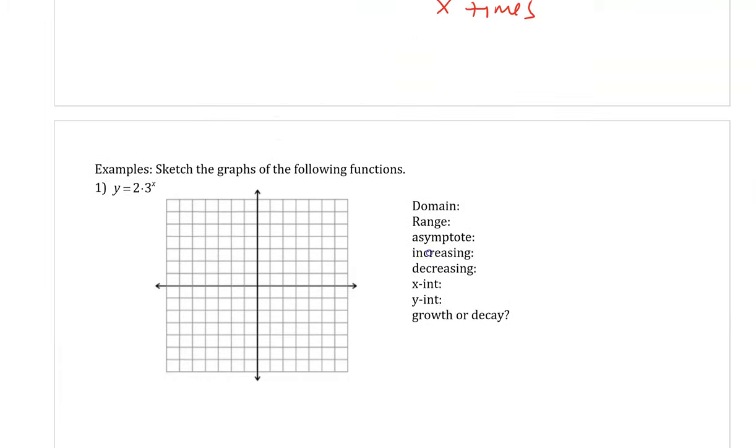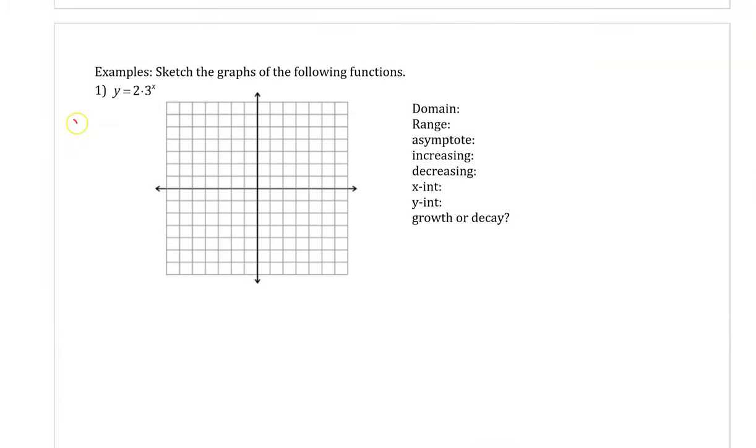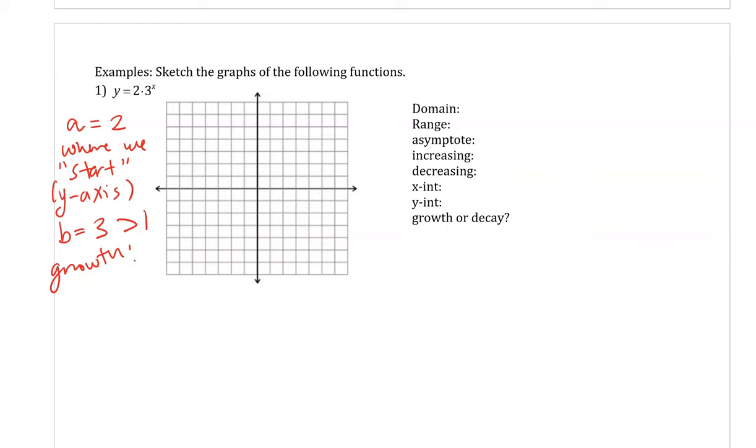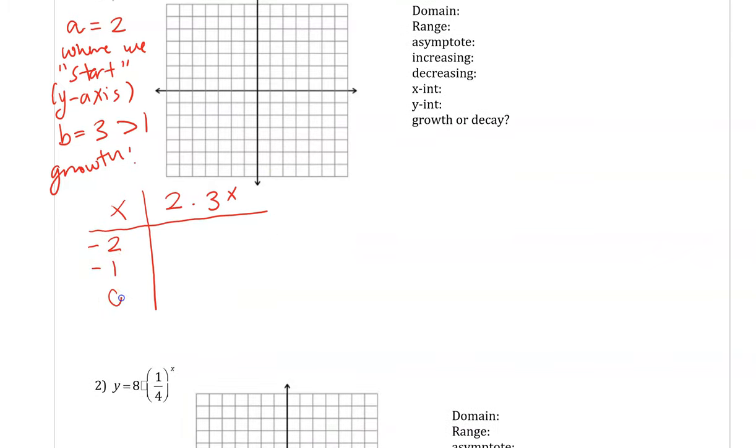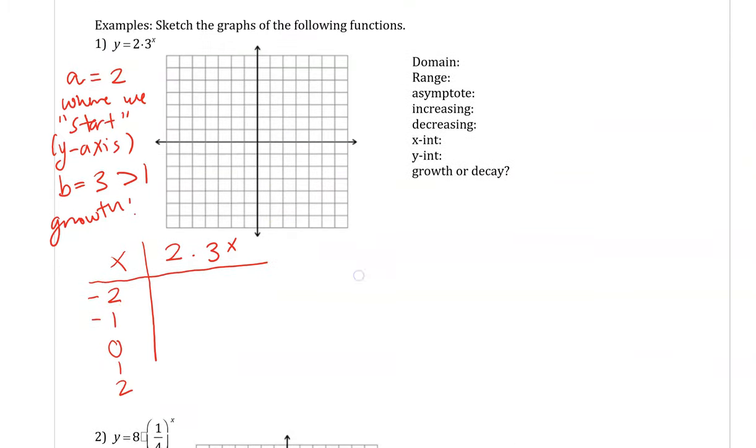So let's try a few examples. Here, my a value is 2. So that is where we start, or at least that's the starting point on the y-axis. That's my y-intercept. And then b is 3, which is greater than 1. So this will represent exponential growth. Let's make a table of values for this particular function. I'm going to go from negative 2 all the way to 2, just so we can see what's happening.